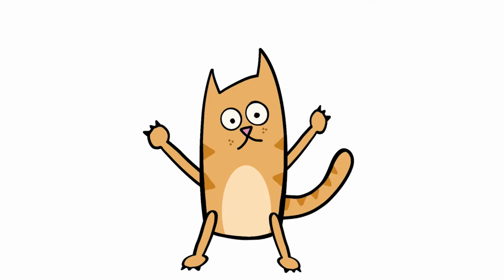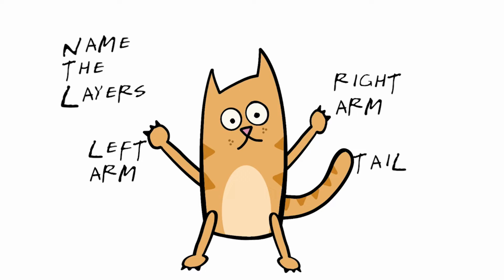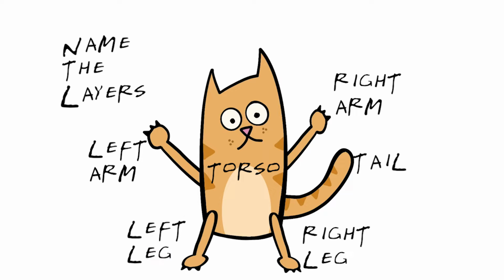Now, when you're all done drawing your character and you've got him looking just the way you want him, it's time to go quickly through the layers and name each layer. So the tail's gonna be called tail, the left arm's gonna be called left arm, right arm, body is the body, and in this case, since the body and the head are attached, just the body layer is fine, or torso if you prefer, the legs, etc.